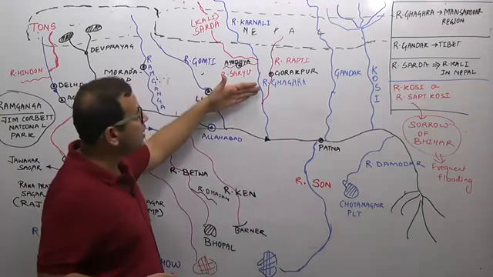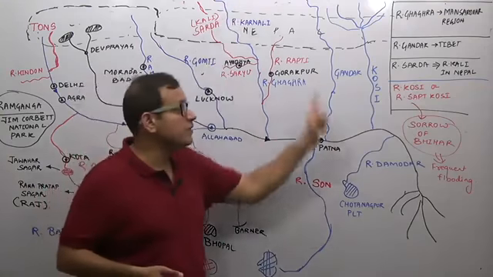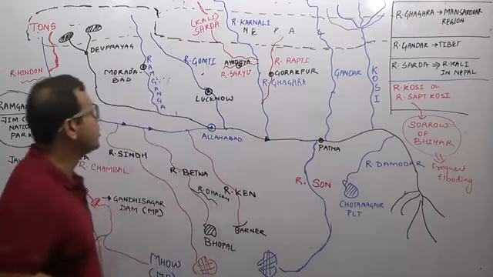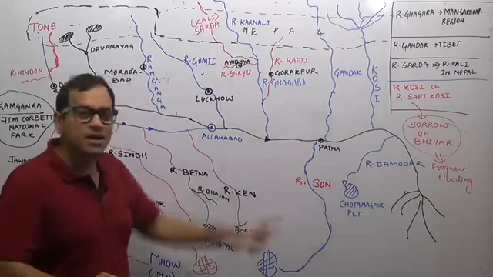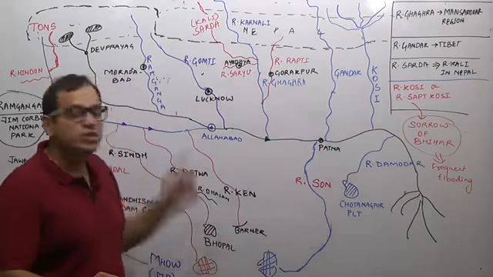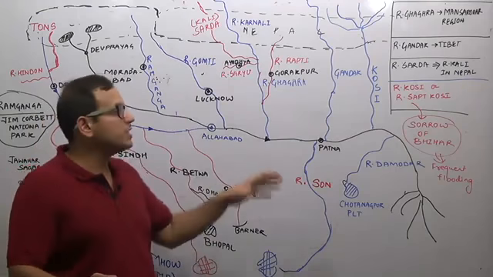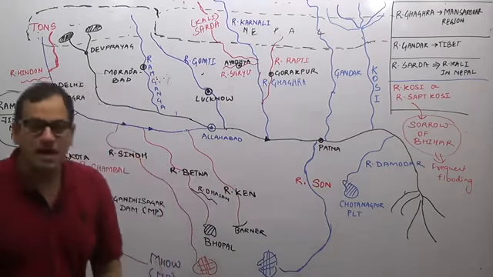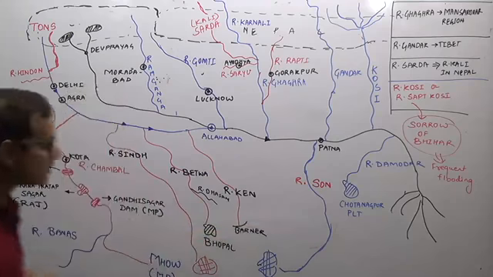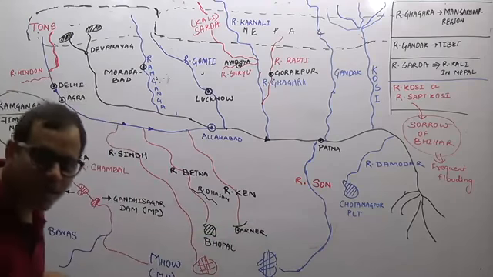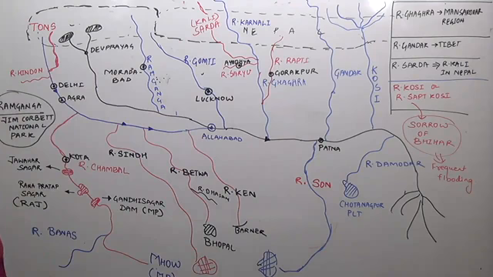Then River Gandak, international river. River Kosi, an international river. So remember, Ghagra, Gandak, Kosi, these 3 rivers originate outside India. Kosi is known as the sorrow of Bihar. So these are all the tributaries of Ganga, and this entire thing is the Ganga river system.